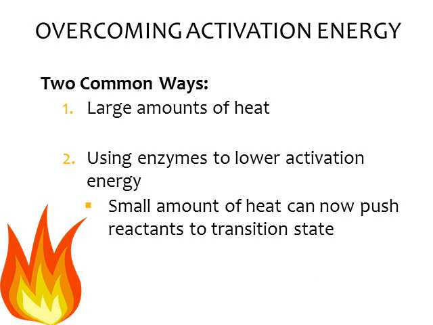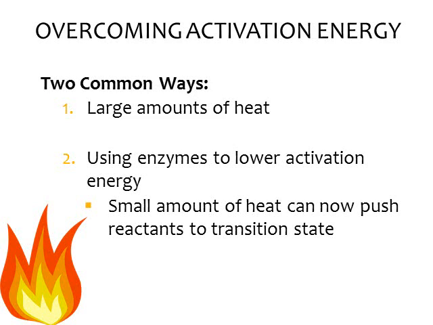There are two ways to overcome this activation energy. The two most common ways are adding a really large amount of heat. This works really well in the chemistry lab, where we have our Bunsen burners or our hot plates. We can add a lot of heat to get reactions going, to get them to go faster. But in cells, that's not a good option. We can't add a large amount of heat to our cells.